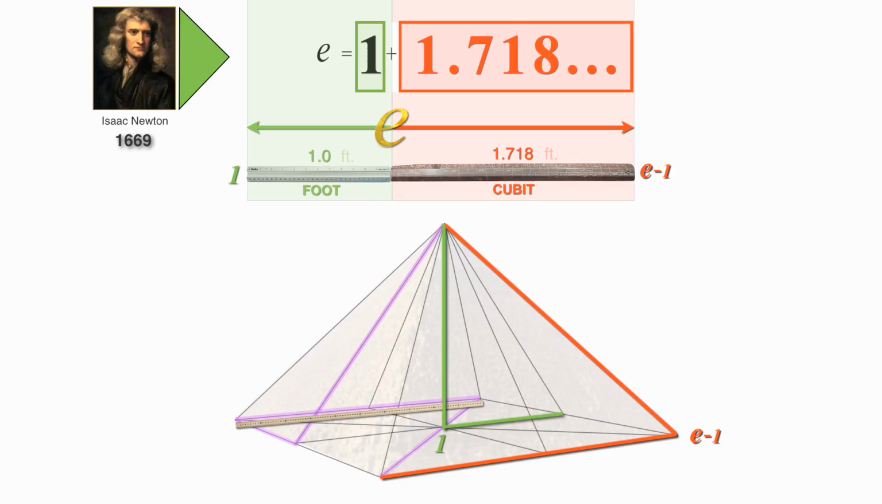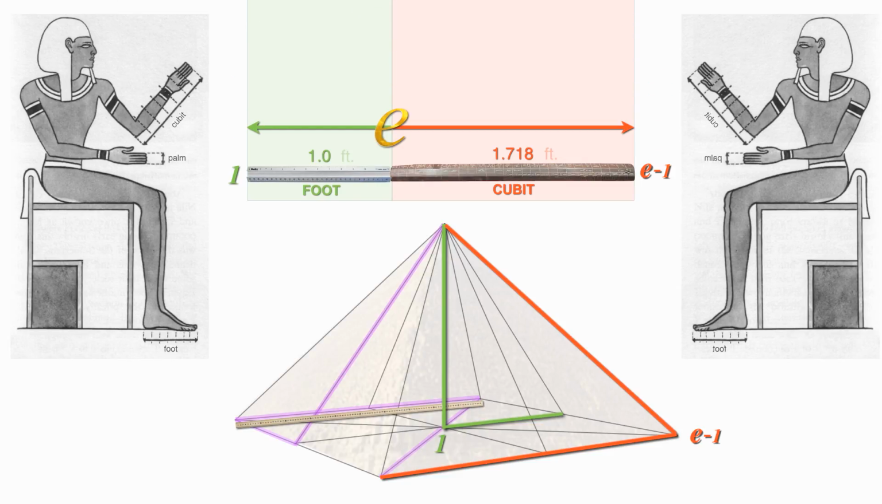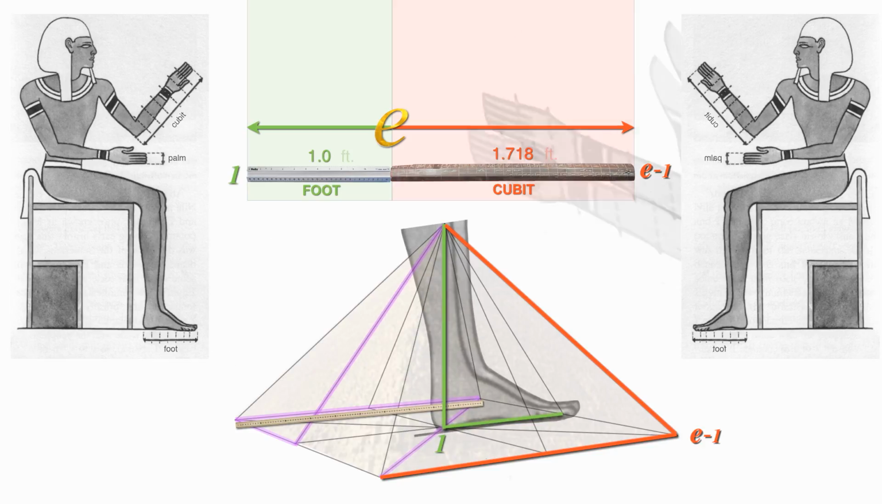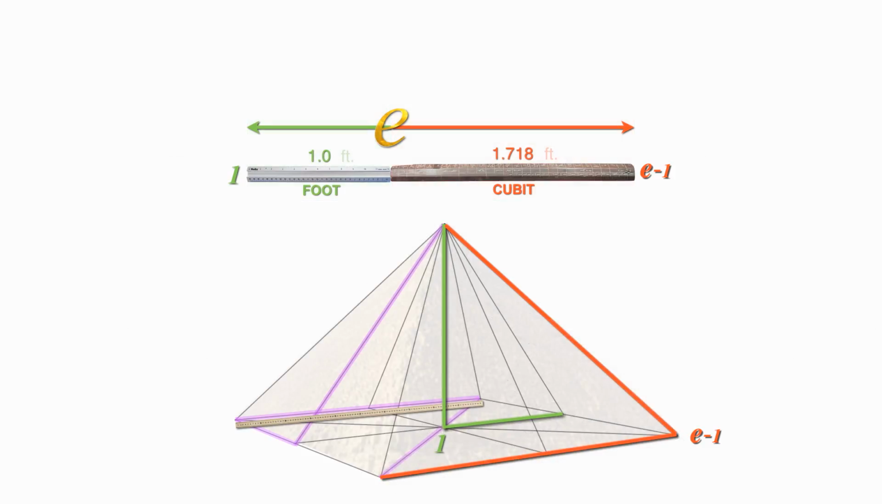Haven't we always been taught that the foot was based on the average size of a human foot and the cubit on the distance from the point of the index finger to the elbow? And doesn't such an arbitrary choice sound bizarrely unscientific? Especially now that we see beyond doubt they're both based on this mathematically significant relationship, the universal constant of e.